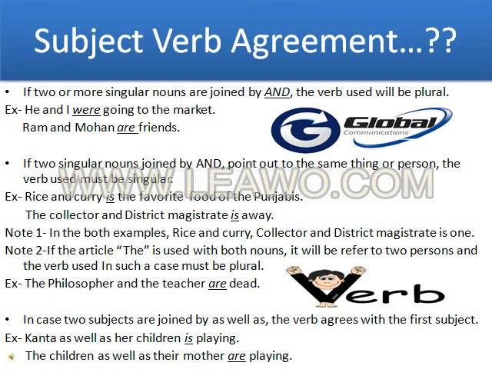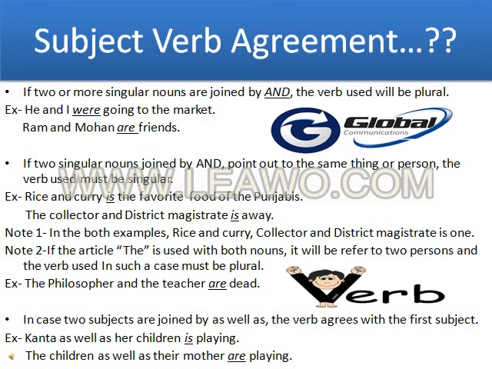Next example, the collector and district magistrate is away. Collector and district magistrate, both are what? One. Collector and district magistrate are one person. We are talking about an individual person. Clear? So the rule is proved: when two singular nouns connected with and point out the same thing or person, the verb used must be singular.